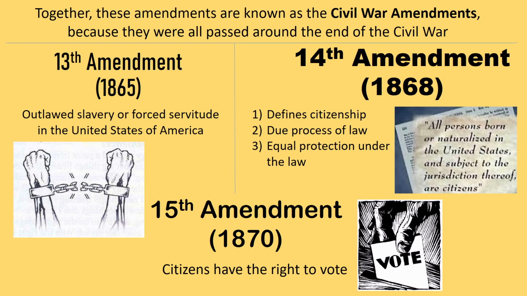And then the 15th Amendment, passed in 1870, says citizens, which these ex-slaves and all African Americans and all people born or naturalized in the U.S., have the right to vote. Now, this at first only applied, according to how all the states interpreted this, to black men. Black women did not have the right to vote yet. But for a while, black men did vote.